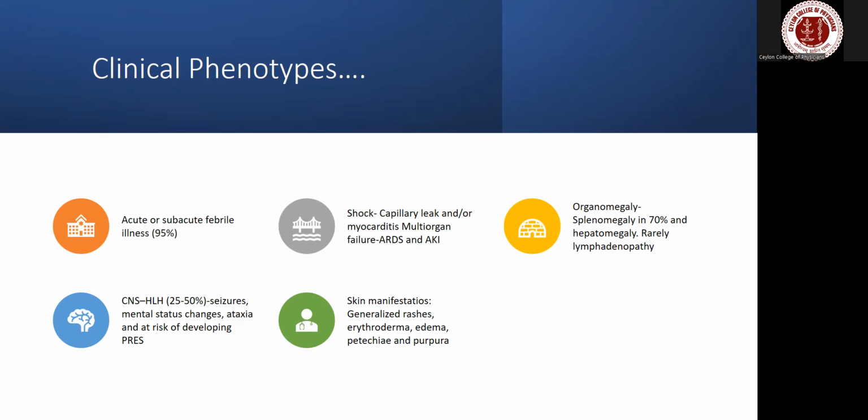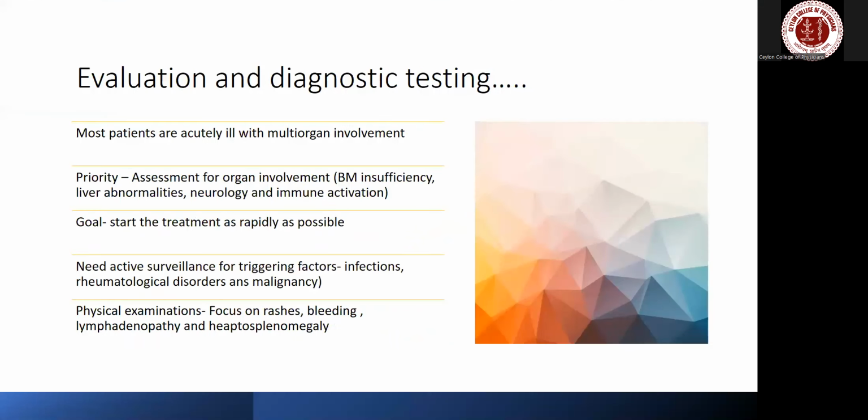And there is organomegaly, with splenomegaly and hepatomegaly in 70% of the cases. Sometimes they can have lymph node enlargement. I am emphasizing, if you have lymphadenopathy in patients who are suspected to have HLH, rather than embarking on HLH, we need to actively find out whether we are dealing with a hematological malignancy like leukemia or other lymphoproliferative disorders like lymphomas. The central nervous system also can be affected in 25 to 50% of cases. They can present with seizures, mental status changes, ataxia, and they are at risk of developing posterior reversible encephalopathy syndrome. Skin manifestations like erythroderma, edema, and rashes are quite rare in the adult population, but more common in pediatric groups.